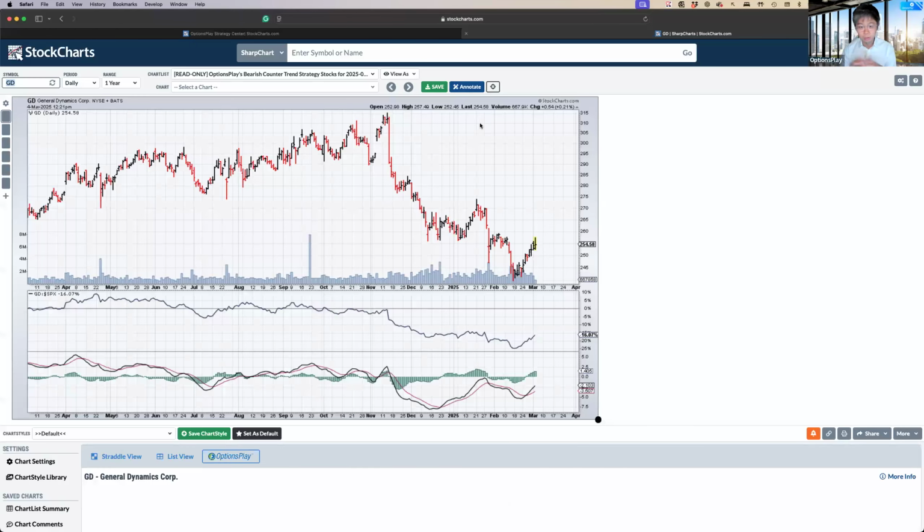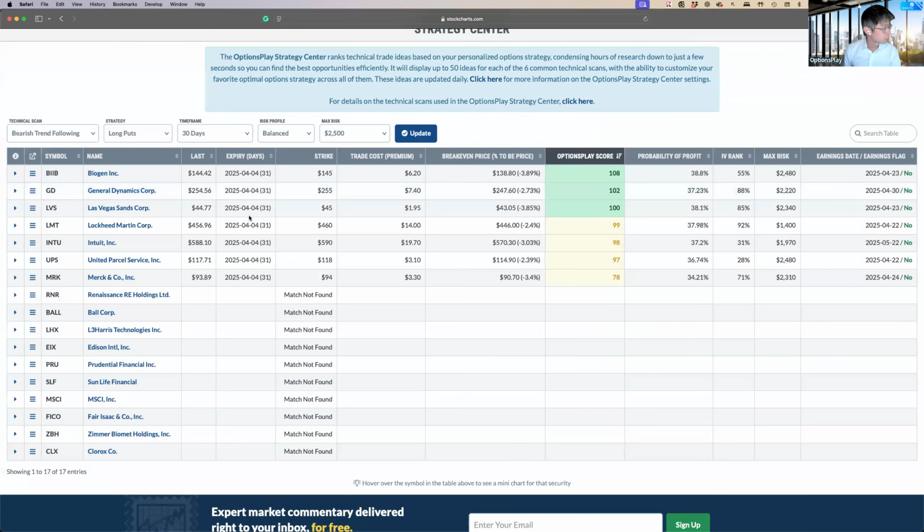Let's look at General Dynamics real quick. And like I said, you can audit which specific technical indicators we use to find these. So this is General Dynamics, as you can see, in a clear bearish trend. And whenever you have these small rallies within these bearish trends, they become really good opportunities to enter a short position and look for that quick move here to the downside.